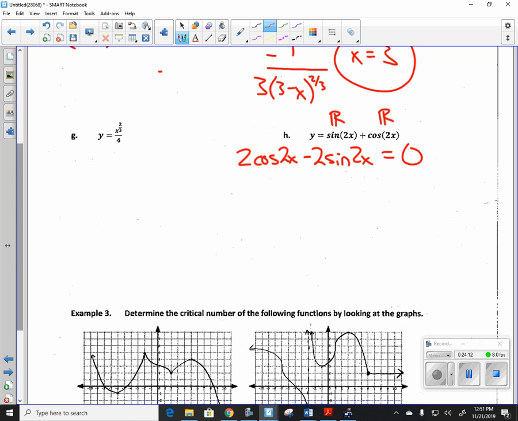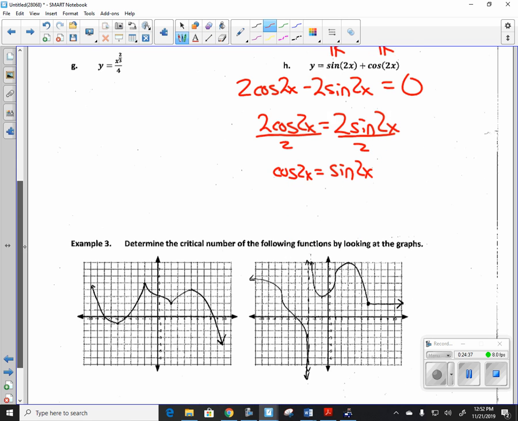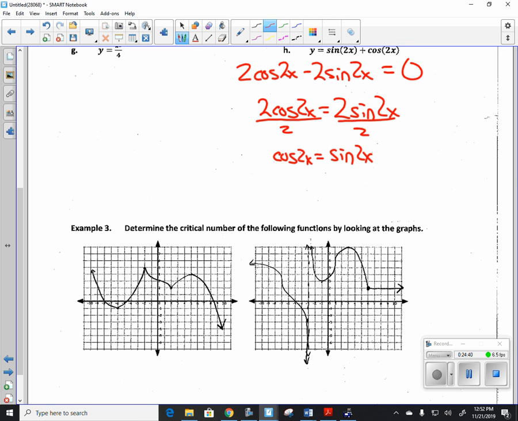I'm going to add the 2 sine of 2x over. I get 2 cosine of 2x equals 2 sine of 2x. What would you like to do now? Don't say divide by 2x. Divide by 2, okay. So we get cosine of 2x is equal to sine of 2x. What would you like to do now? We're going to divide both sides by cosine of 2x to get 1 is equal to tangent of 2x.